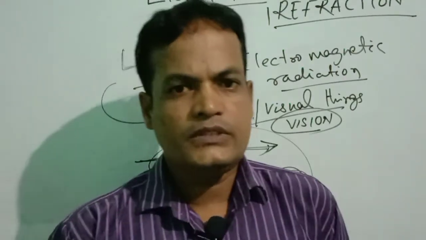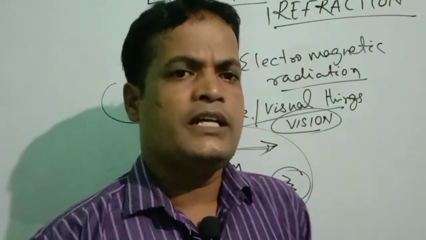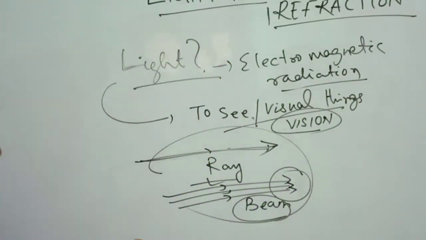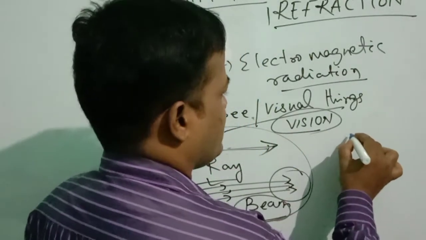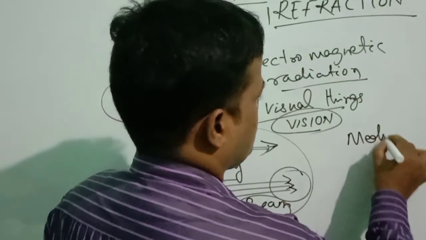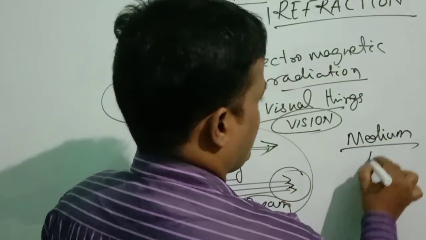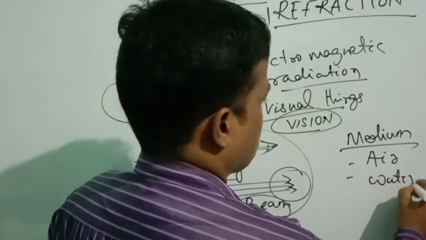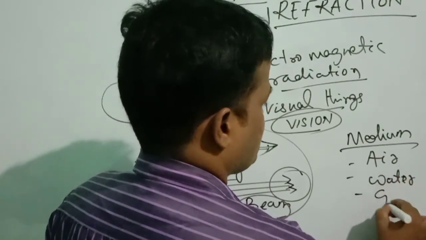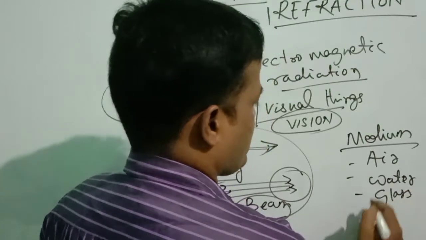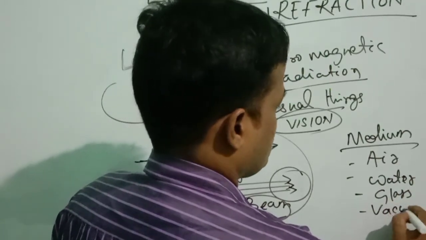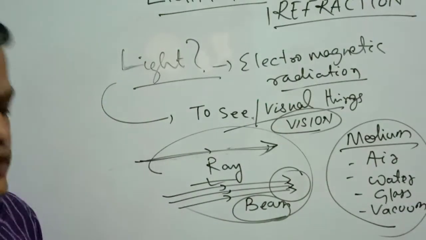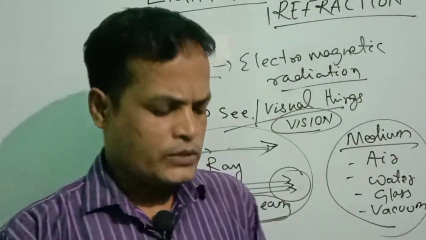Okay, now let us see what happens. Light can travel through air, water, glass and vacuum. In vacuum, light can also pass. These are the mediums through which light can propagate or travel.